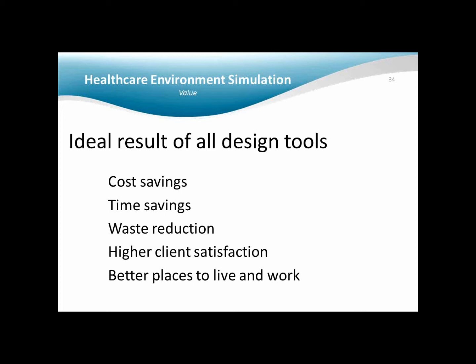And the waste reduction is a big one today. And in the end, the final two are really important to us all, to being able to provide excellent design services and high satisfaction to our clients, and ultimately to craft better places to live and work, to get rid of these pain points and to do so efficiently and effectively.